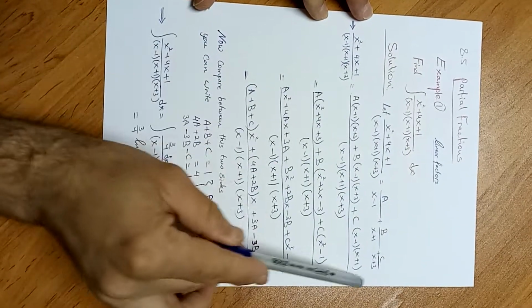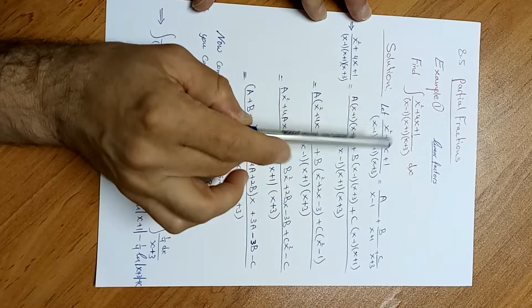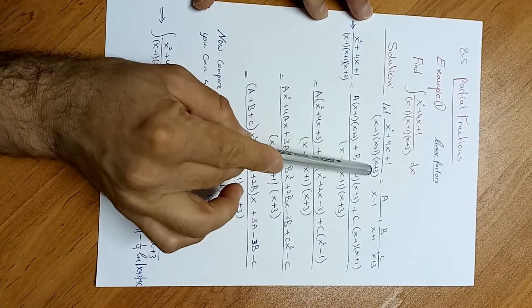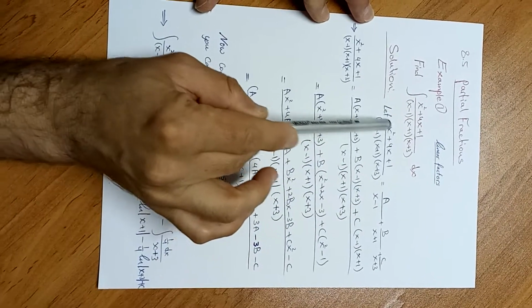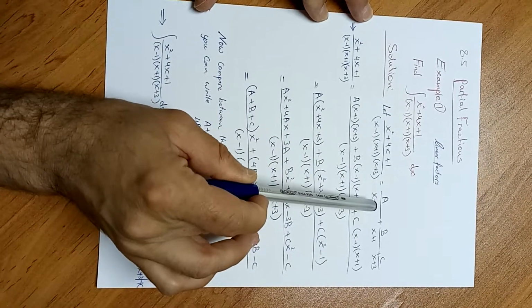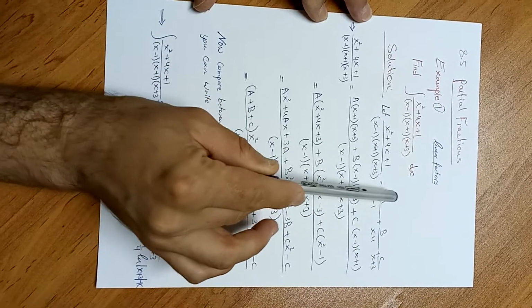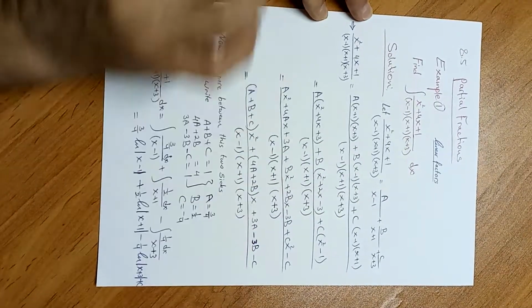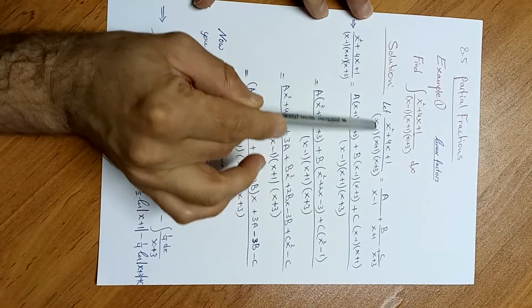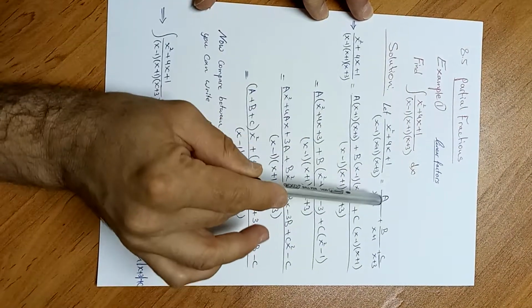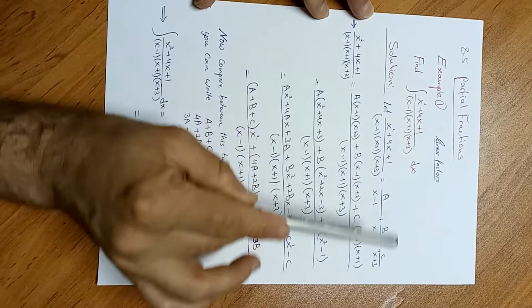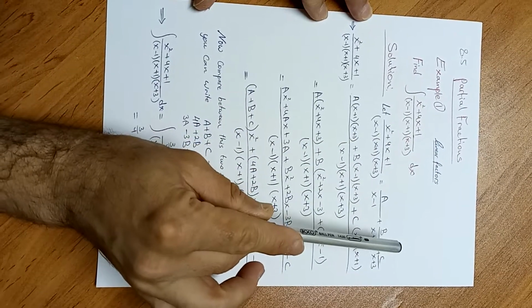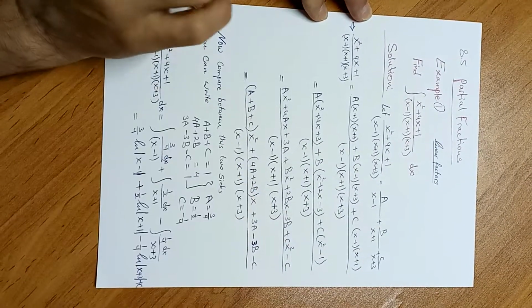So we will use the first form. What do we have? We have three different factors, so we will use a new fraction for each one. The first one is A over x minus 1. We don't have a power of x minus 1, so we will write only one fraction. And we also have x plus 1, so I will use another fraction, which is B over x plus 1.